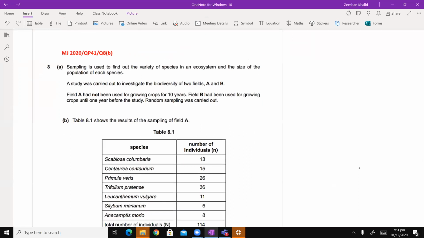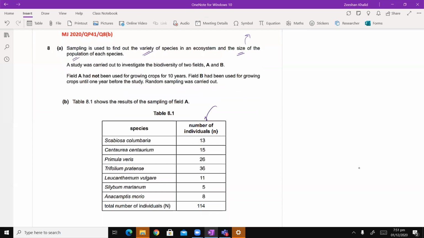Sampling is used to find out the variety of species in an ecosystem and the size of population of each species. I'm reading the statement again, listen carefully. Sampling is used to find out the variety of species, which we've talked about as biodiversity, in an ecosystem and the size of the population of each species. Okay? Size is telling us something about the number of individuals, right?